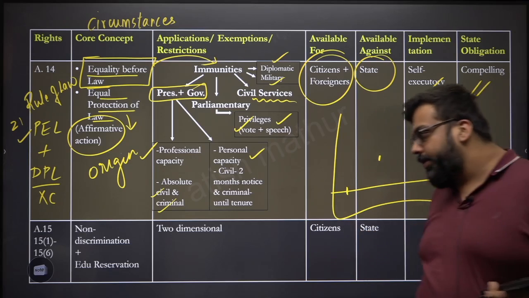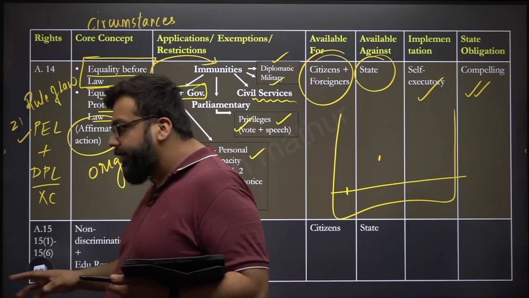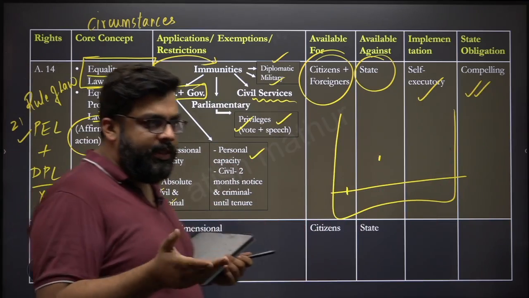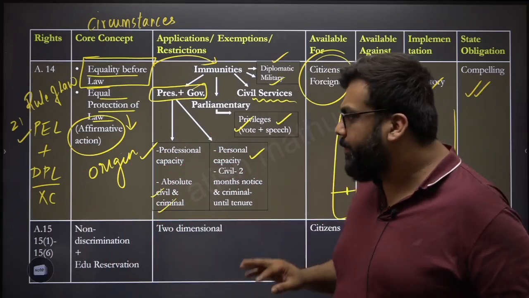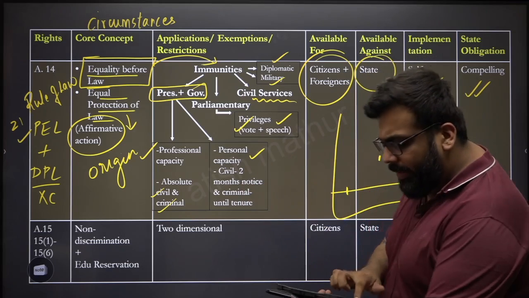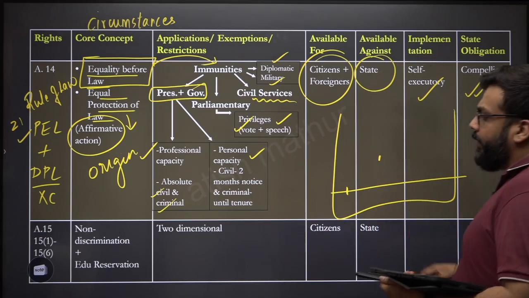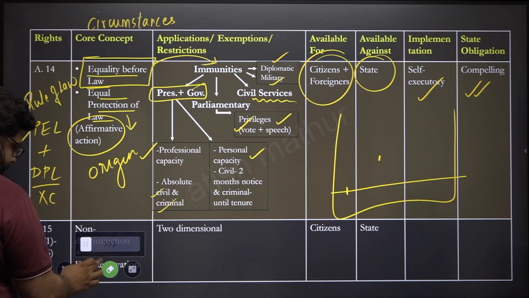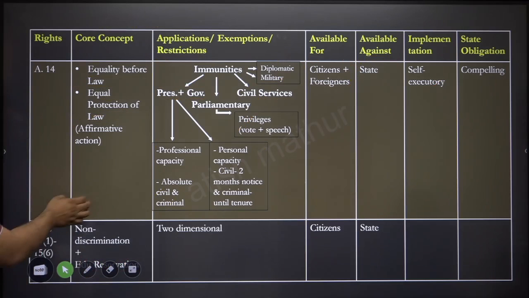Now, as far as our reservation policy is concerned, we'll come to the 2 dimensions, we'll come to horizontal and vertical, we'll come to the principles in just a bit, and I'll give you a basic idea out of this, and beyond this is not particularly relevant. Okay, so now we'll look at 15, 1, 2, 3, 4, 5, 6 together, and then we'll move on. All right. Okay.